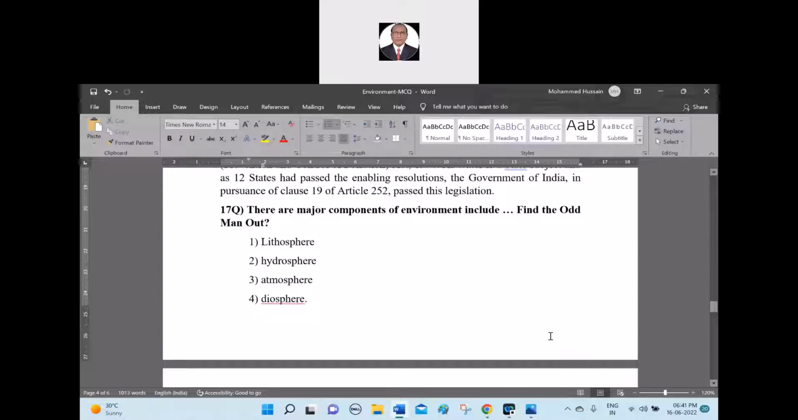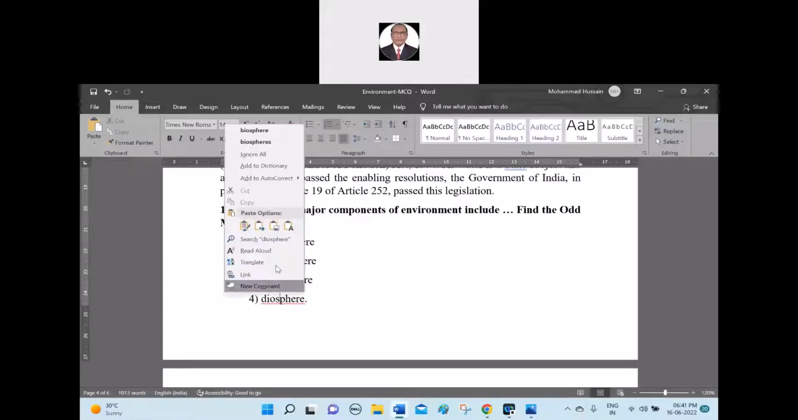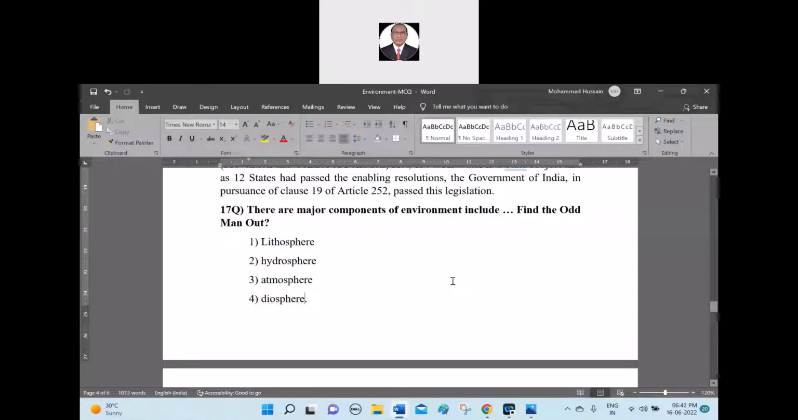17th question. The major components of environment include dash. Find out the odd man out: lithosphere, hydrosphere, atmosphere, and diosphere. Diosphere, sir. Because the red is seen over there. I was thinking to remove the red. Now you tell me. Which one is the right answer? Now you tell me.